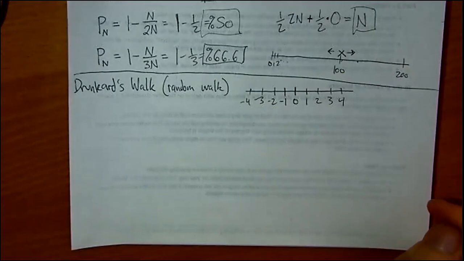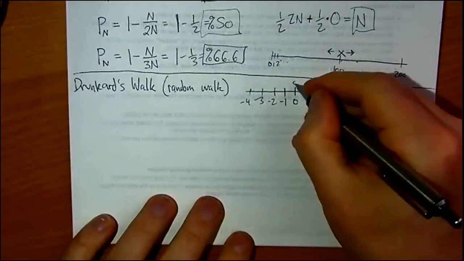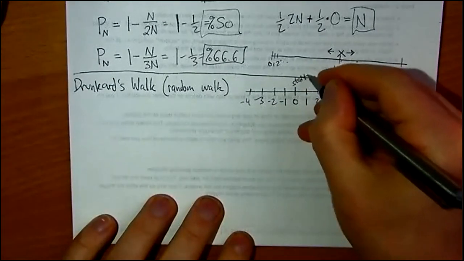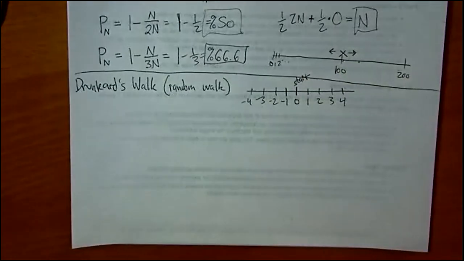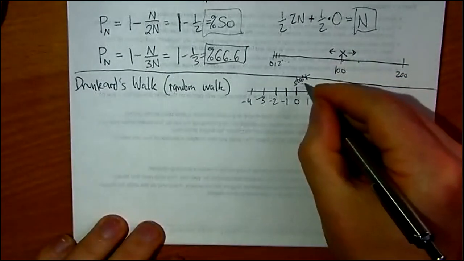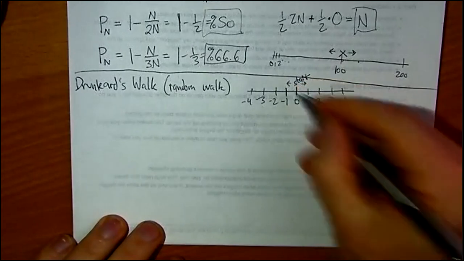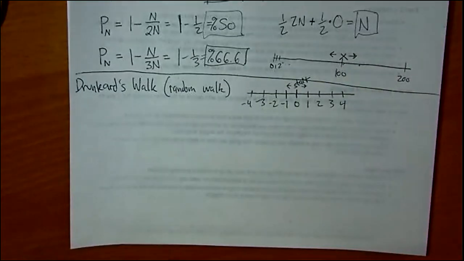Okay, so you start at 0. Here's my start. And I'm just as likely, 50%, to go this way as I am to go this way. So let me ask you a question. What's the expected value of your position at any point during the drunkard's walk, if you're just as likely to go one way as the other?